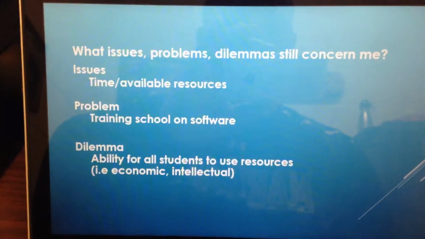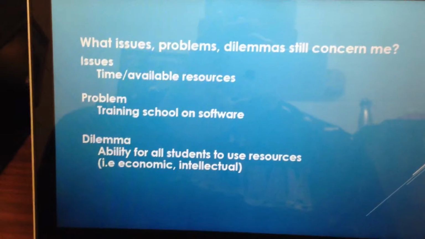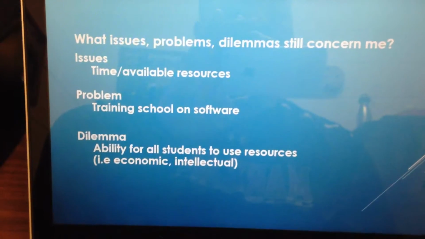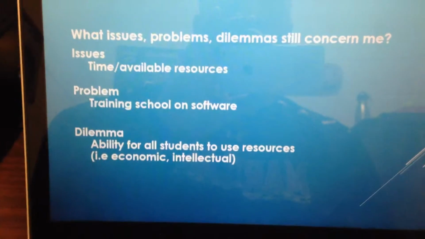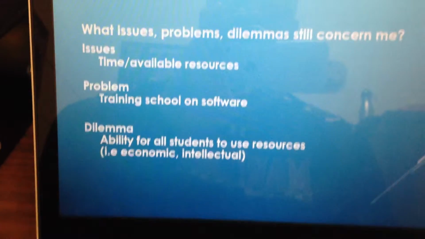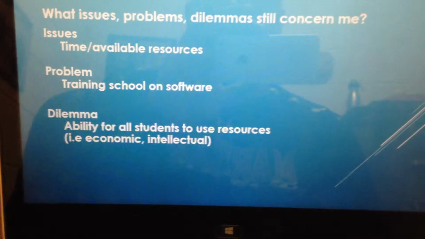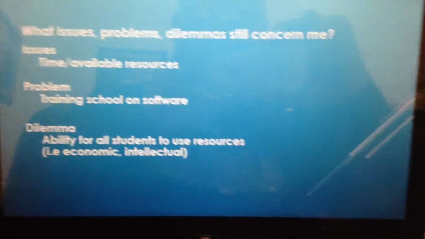What issues, problems, or dilemmas still concern me? Well, there are a few. The issues that I have are time and available resources. I see the students once a week for 50 minutes, so to incorporate a lot of the technologies that I would like to, I would like to see them a lot more, at least twice a week, if not 3 times. Plus the available resources that we have right now.